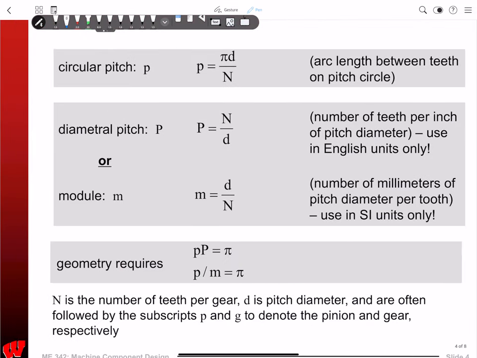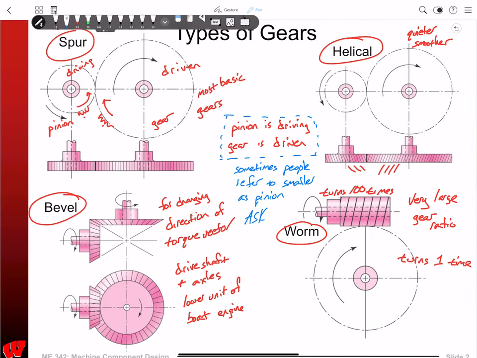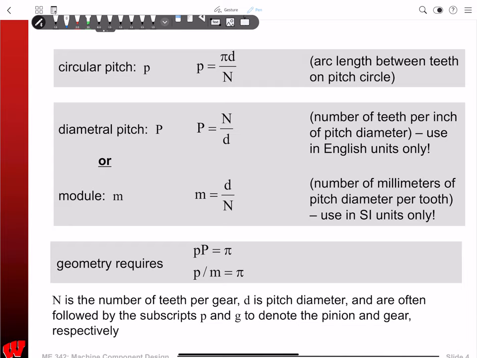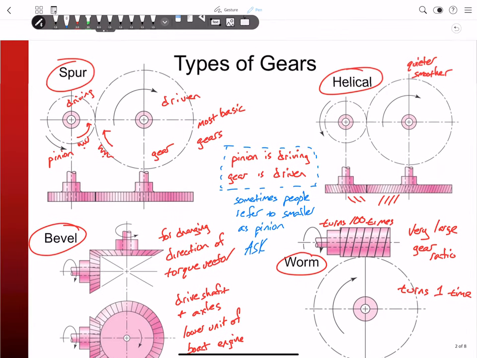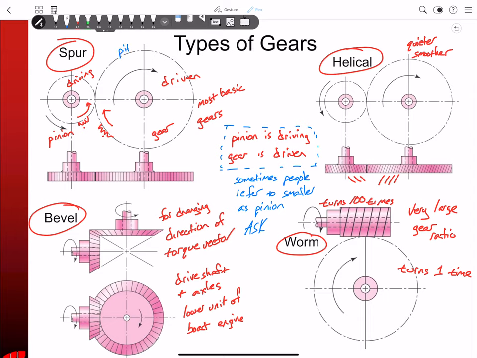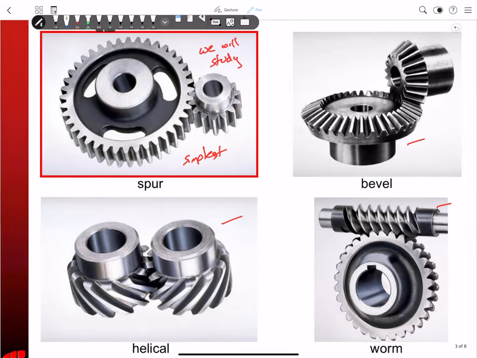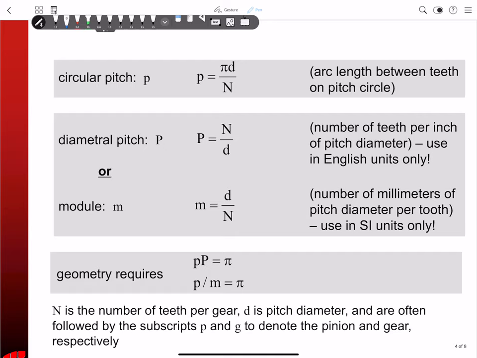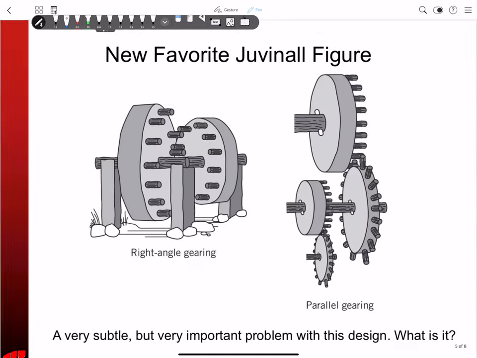So anyway, the circular pitch. The pitch is the arc length between teeth on the pitch circle. So this is the pitch circle here. We'll talk about this more in a sec, but this imaginary point of tangency is called the pitch point, and that's on the pitch circle. It's basically the effective diameter of the gear. So the circular pitch is the arc length between teeth on the pitch circle. We'll show you a picture of that in a little bit.